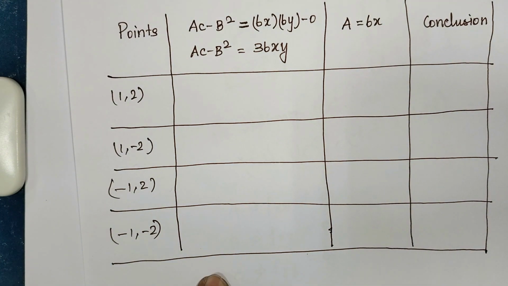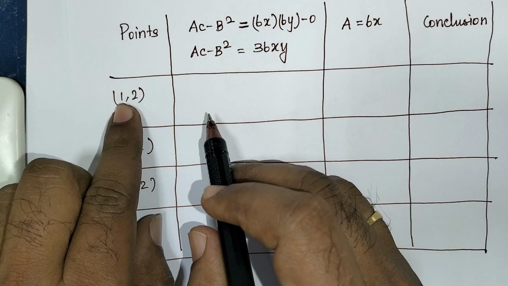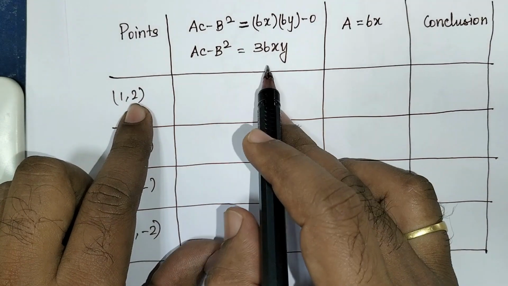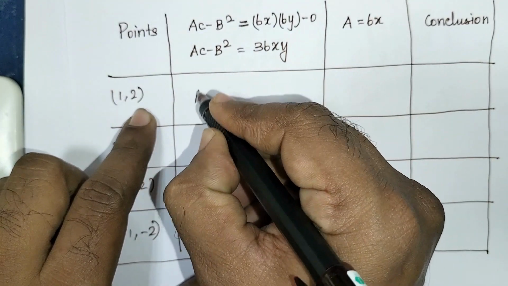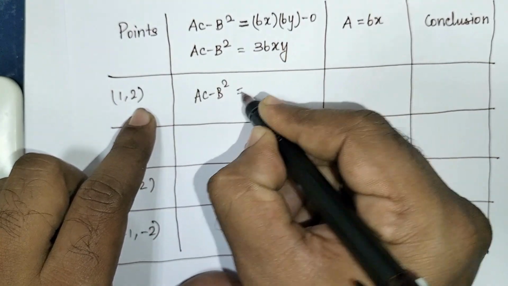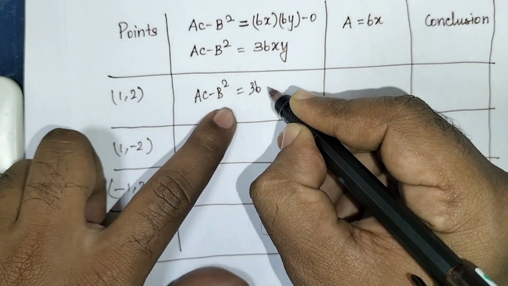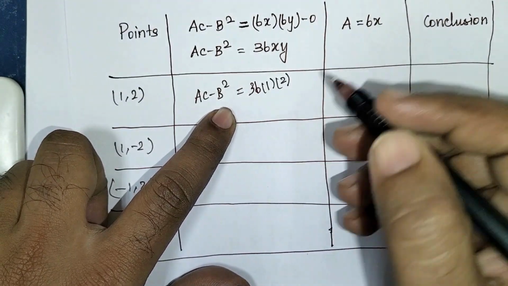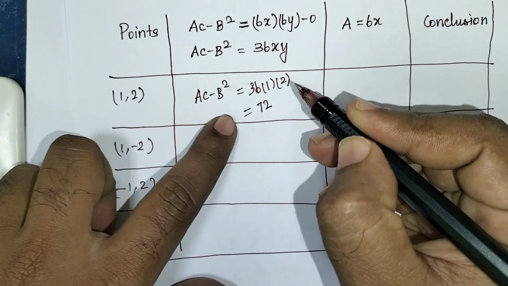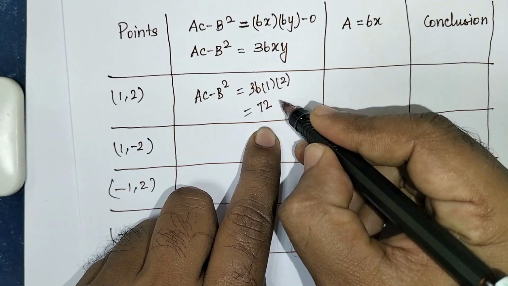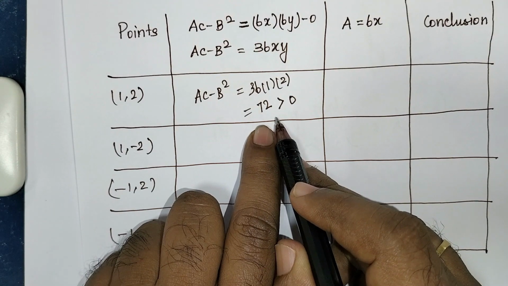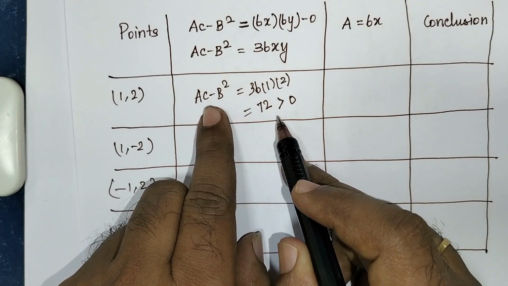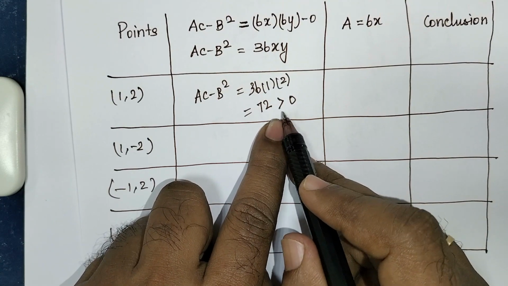Conclusion. Here based on stationary points (1, 2), (1, minus 2), (minus 1, 2), (minus 1, minus 2), I am going to identify which point gives the maximum and minimum. Okay. So first, I will take the point (1, 2) and substitute here. Consider x equal to 1, y equal to 2. AC minus B square equal to 36 with x equal to 1, y equal to 2. I will get 72, right? So AC minus B square equal to 72 means it is greater than 0. So your condition is satisfied. Whenever you are finding maximum or minimum value, your AC minus B square should be greater than 0. That condition is satisfied.